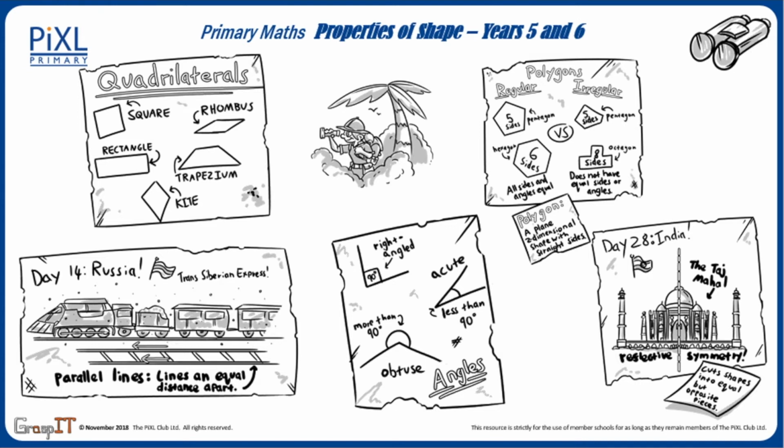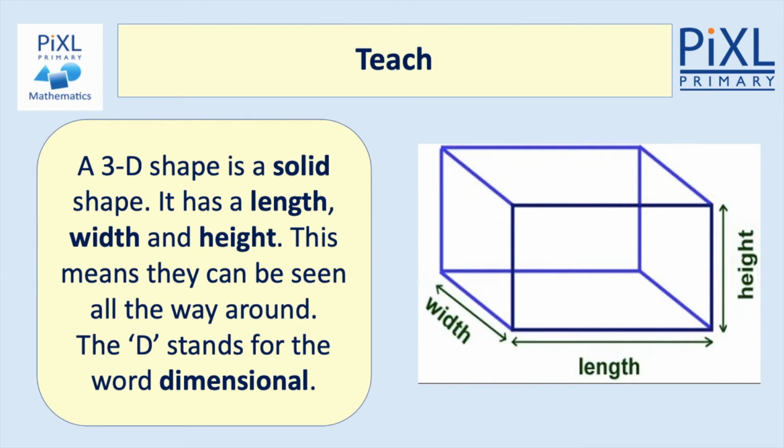Then in the bottom right hand corner, we've got reflective symmetry, and a line of symmetry cuts shapes into equal but opposite pieces. So if there is a direct line of symmetry in a shape, it means the same is on both sides.